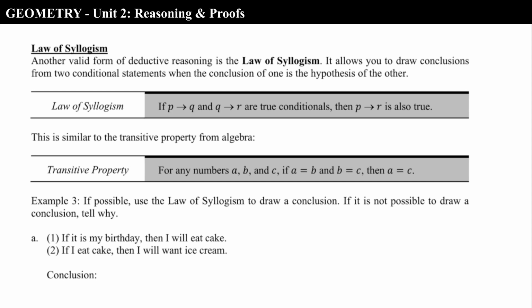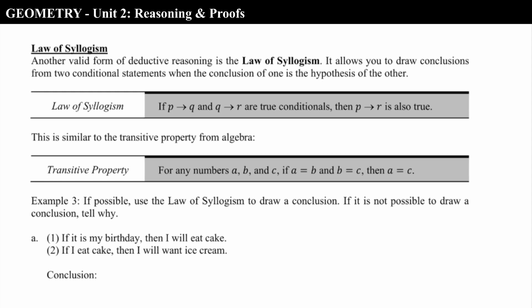It makes more sense when you compare it to the transitive property from algebra. Remember, if A equals B and B equals C, then A equals C. This is where I like to say we cut out the middleman. B is the middleman in the transitive property. Q, the conclusion of the first statement, which is also the hypothesis of the second statement, that's the middleman. We're going to cut that out and string those two statements together to form our conclusion.